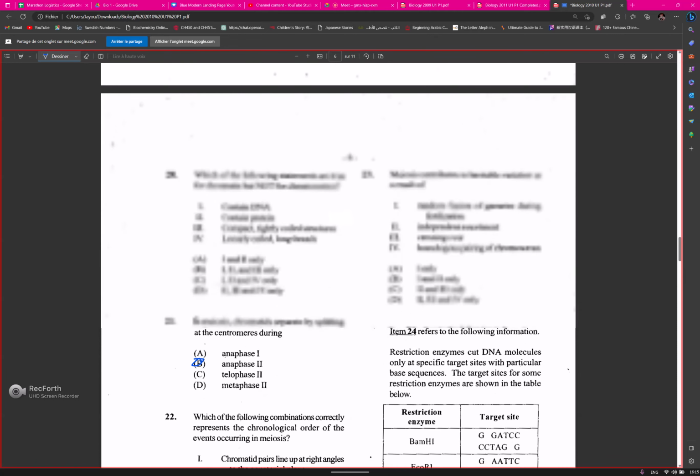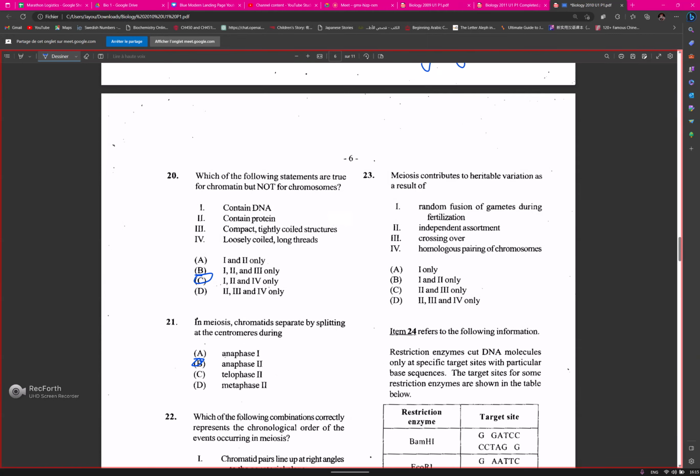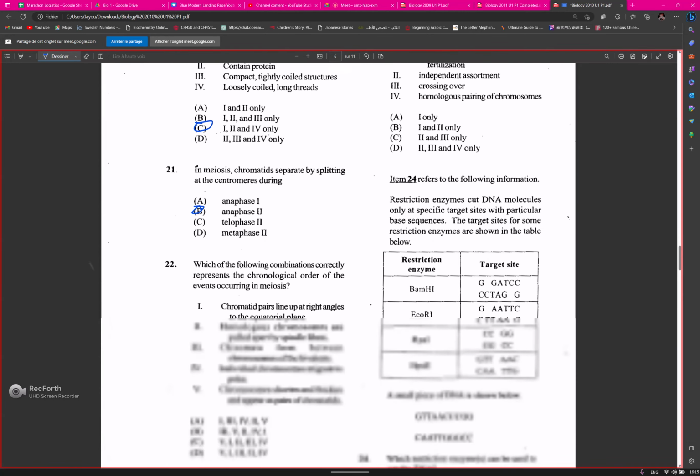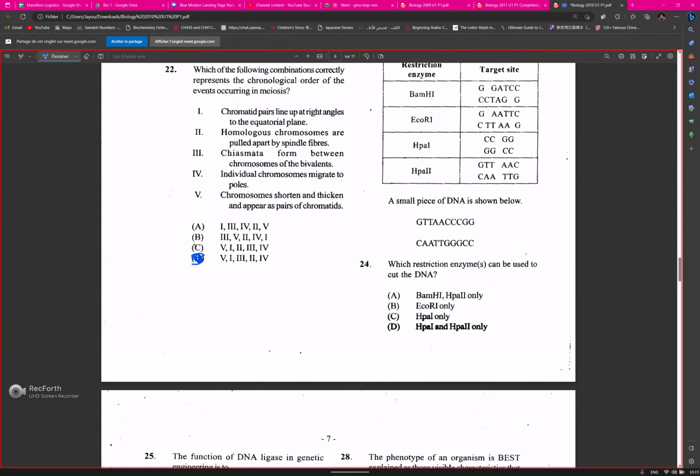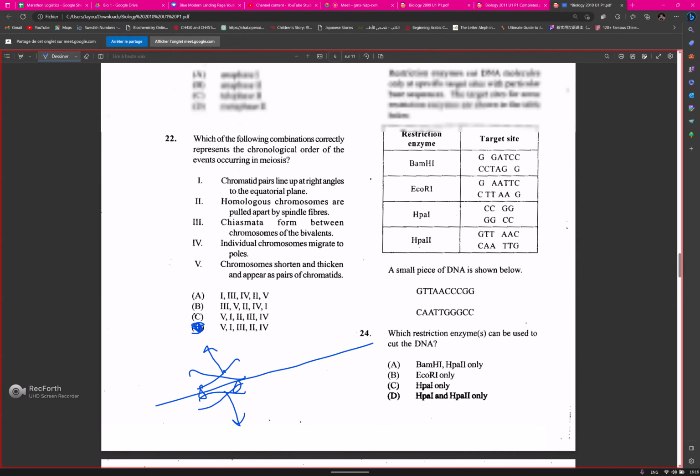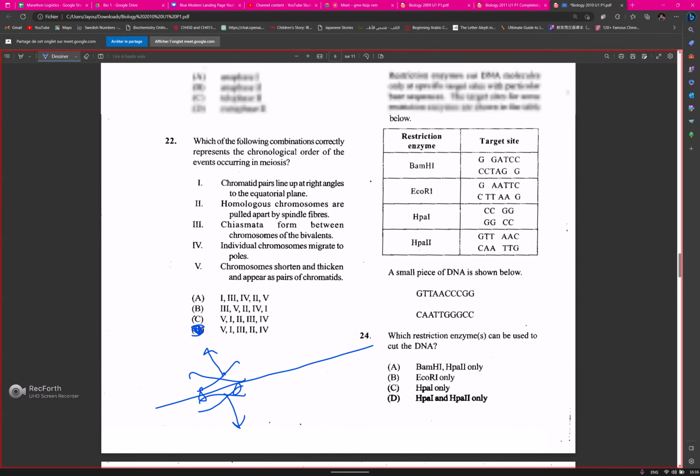Alright, chiasmata would form. That makes sense. No, wait, hold on. Aren't chiasmata formed in prophase? They'll do that, and then they have the crossing over, and then they'll align themselves along the margin, and then they are brought to opposite sides. So I think there's something wrong with the question. But D seems to be the best, I guess.